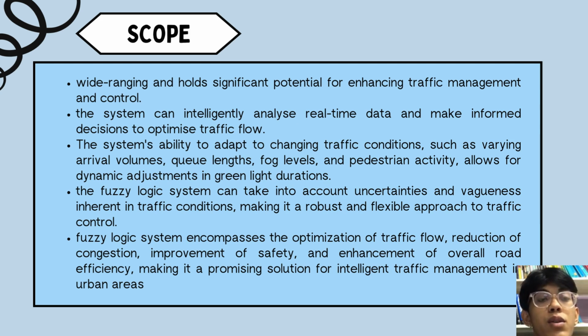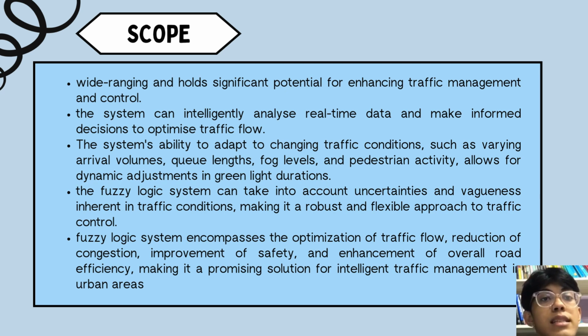such as varying arrival volumes, queue length, fog level, and pedestrian activity allows for dynamic adjustment in green light durations. This adaptability can result in improved traffic efficiency, reduced congestion, and enhanced safety at intersections. Additionally, the fuzzy logic system can take into account uncertainties and vagueness inherent in traffic conditions, making it a robust and flexible approach to traffic control.